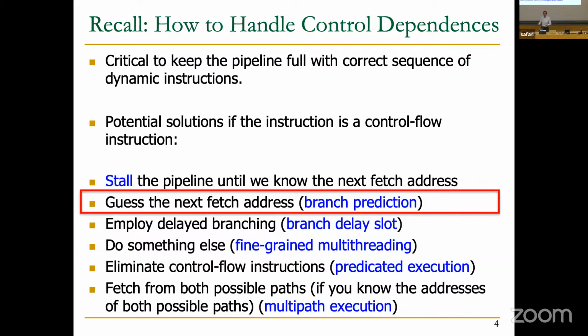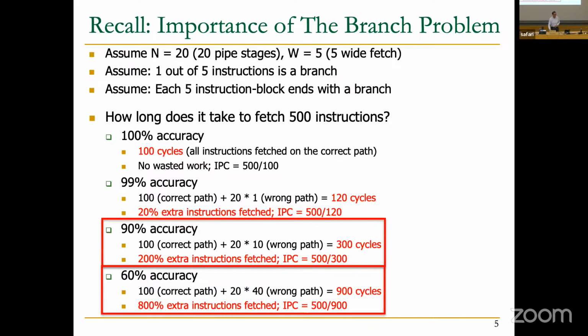Basically, there are actually multiple ways of handling control dependencies, just like multiple ways of handling data dependencies. And we talked about some of them, and we were focusing on the branch prediction way, let's say, guessing the next fetch address. And we motivated the importance of this by looking at the slide. Basically, we said that if you have 60% branch prediction accuracy, which is better than random chance, it's terrible for performance in a machine that's not even very aggressive, as you see over here.